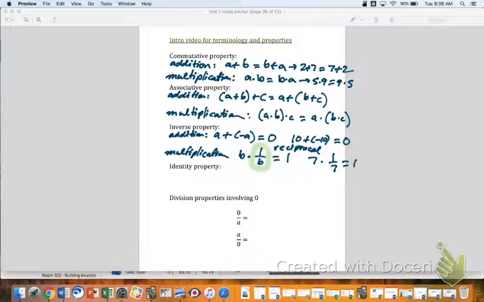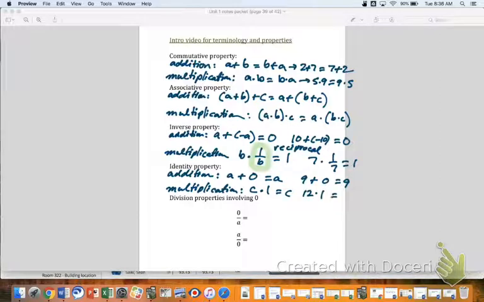The identity property. The identity property for addition is essentially that any number plus 0 is itself. So A plus 0 equals A. Of course, 9 plus 0 equals 9 is an example of that. And then the identity property for multiplication is any number times 1 is itself. So C times 1 equals C, or 12 times 1 equals 12 would be another example of that.